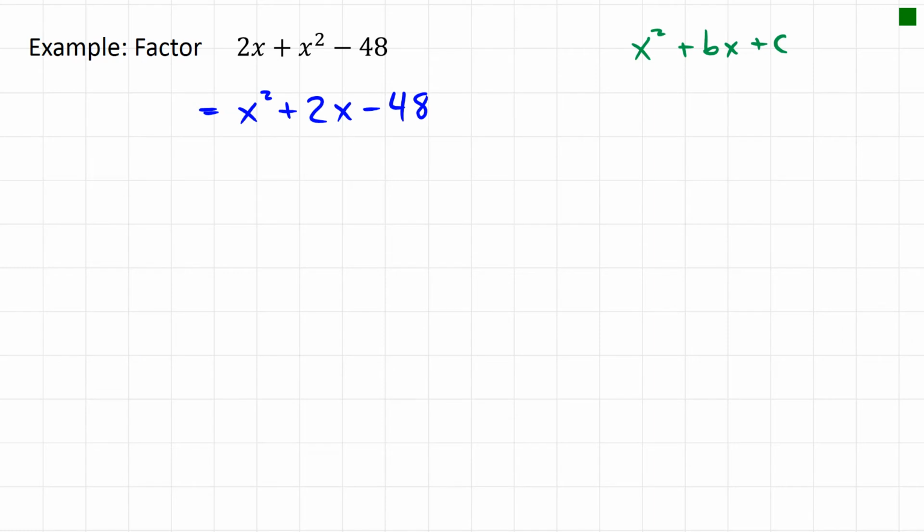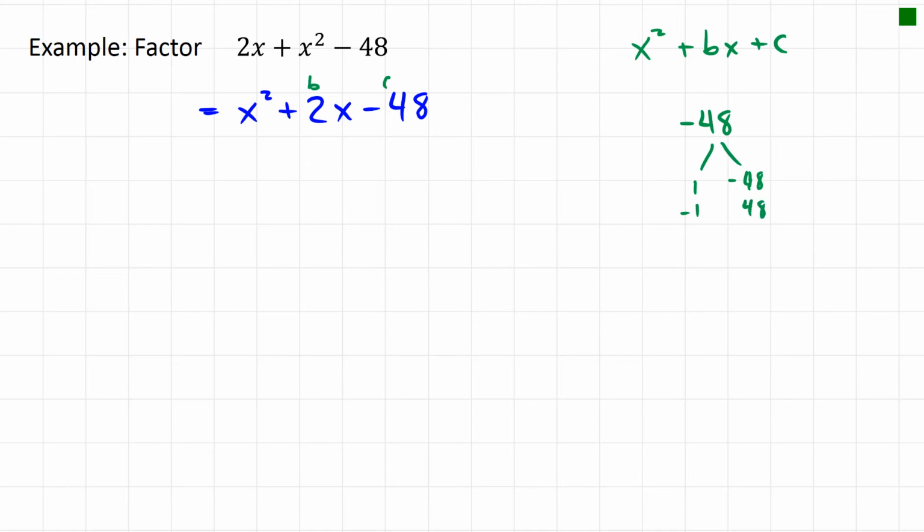So x squared plus 2x minus 48. So this minus is part of c. So c here is minus 48. So I need two numbers that multiply to negative 48 and add to plus 2. That would be the b. So negative 48, what are some factors of negative 48? Or what are two numbers that multiply to negative 48? Well, we could try 1 and negative 48, or negative 1 and positive 48, but obviously those aren't going to add to 2.